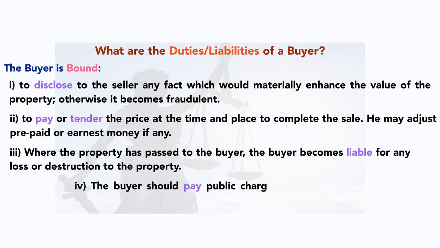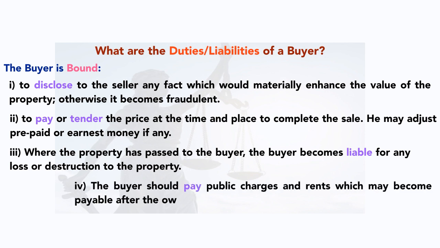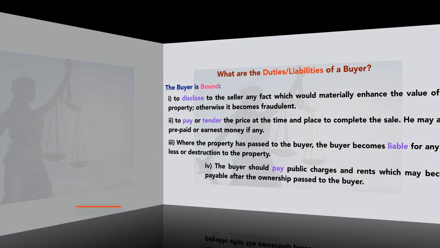The last point is the buyer should pay public charges and rents which may become payable after the ownership has passed to the buyer. What does that mean? It means simply that once you have taken the property and every formality is completed, then all the liabilities regarding tax and so on, now it's your duty to pay that. So these are the duties and liabilities of a buyer.